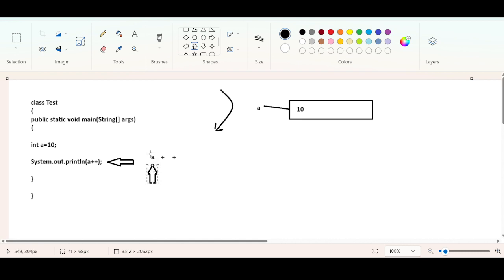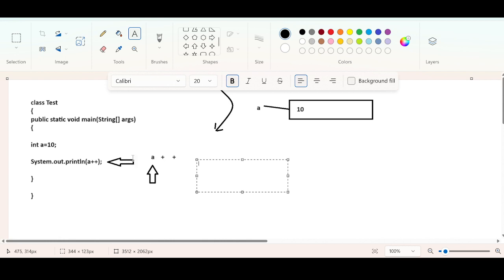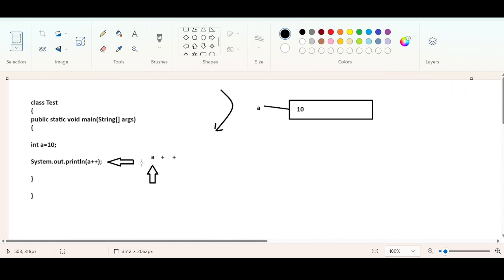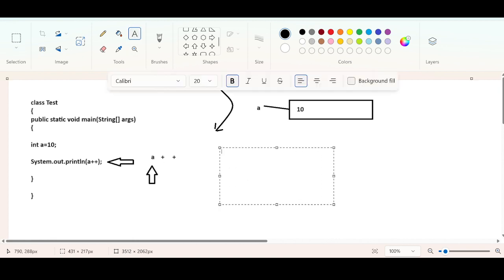As soon as it sees variable a, the value of a will be displayed to the console. First thing. As soon as it finds the variable a from left to right, the value of a will be displayed in the console. Then it will perform the post increment operation, which is a = a + 1. Now what is the value of a in our system? 10. 10 will be printed to the console.